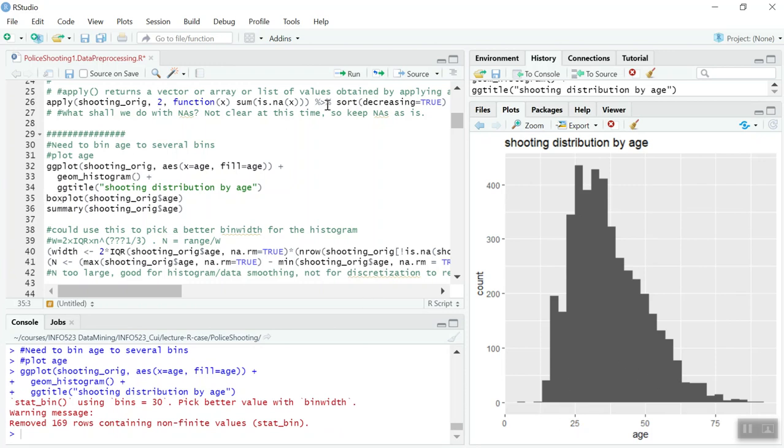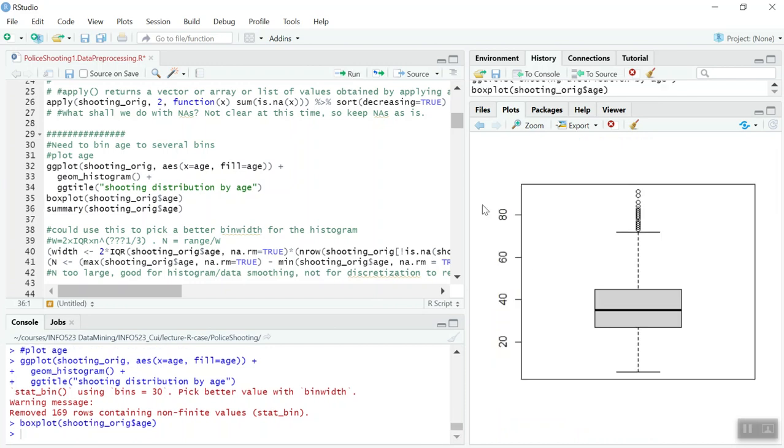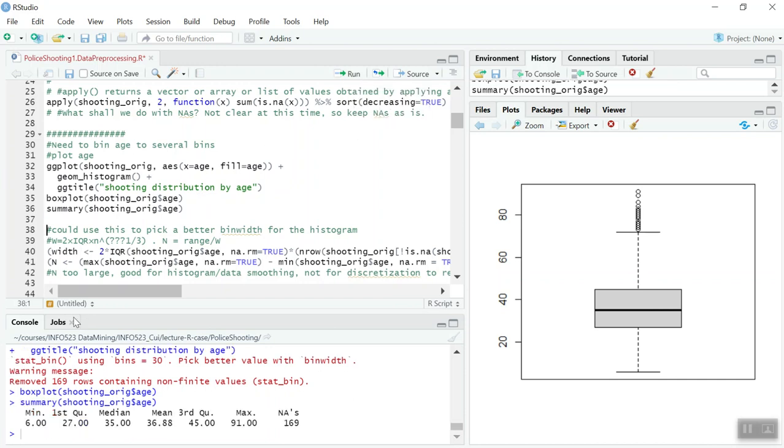We can do a box plot that confirms our finding that we have quite a number of outliers there, but the data is skewed towards the lower end, so it's right skewed. And we can do a summary to get the mean, median, the 5-number summary that we have. And this result again confirms our initial finding that the age column is skewed.